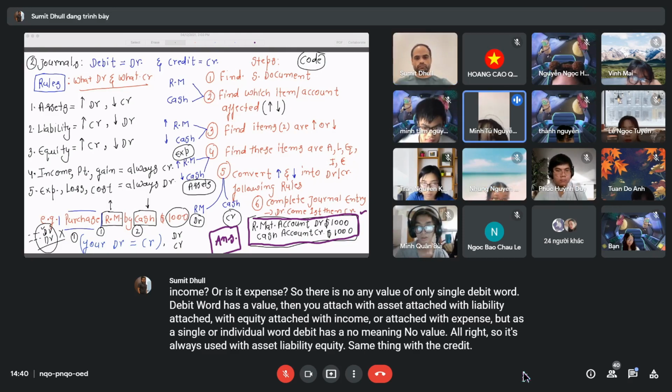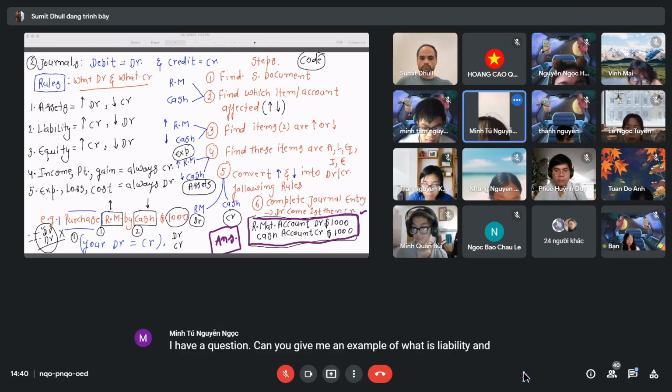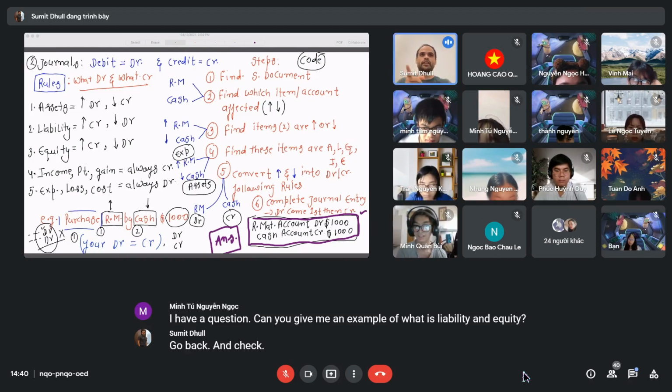I have a question. Can you give me an example of what are liabilities and equities? Go back and check, read, and you tell me. Go back and tell me what is liability.